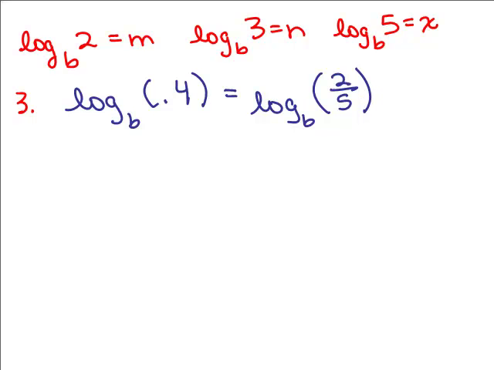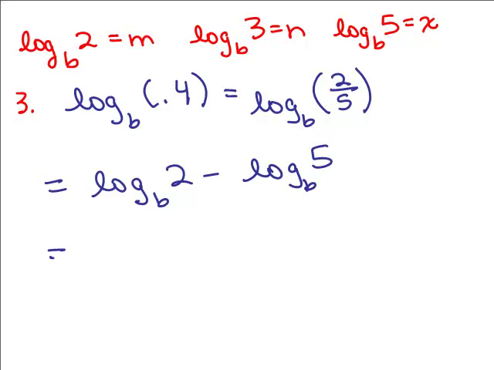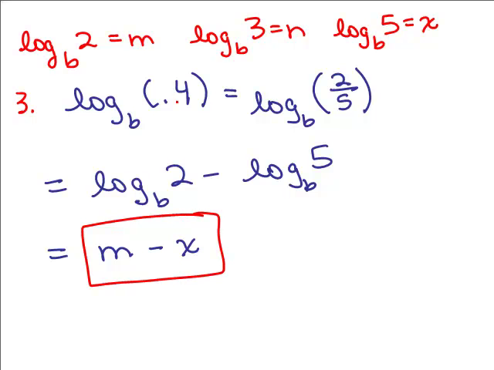Did you think of that? All right, now we're taking the log of a quotient, so we just take the log of the numerator. Oops. So that's the log base b of 2 minus the log base b of 5, and that then would be m minus x, and you are done. So be careful with fractions. You don't want to write this as 2 times 2. 0.4 is not 2 times 2. There was a decimal there. Be careful.